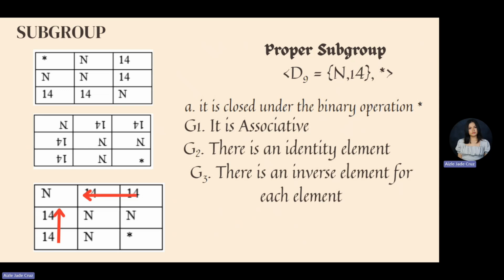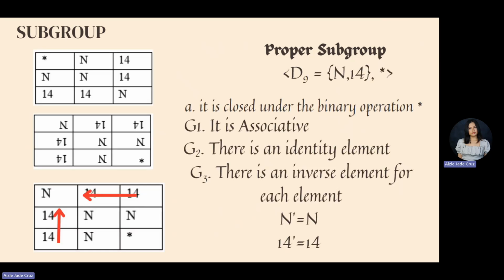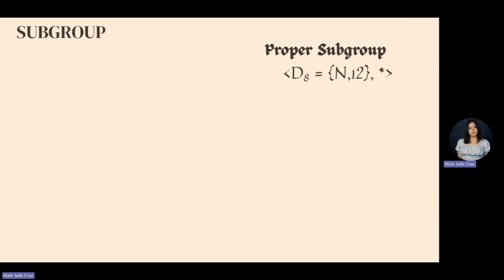Then G sub 3, there's an inverse element for each element, which is n inverse is equal to n. 14 inverse is equal to 14. As you can see, it satisfies all the conditions by being a group. Therefore, G sub 9 consisting of the elements n and 14 under the binary operation star is a subgroup. Next, G sub 8 consisting of the elements n and 12 under the binary operation star.